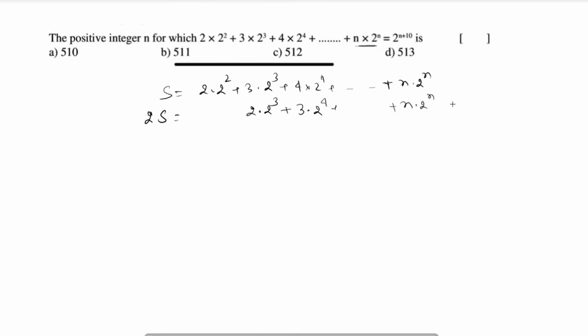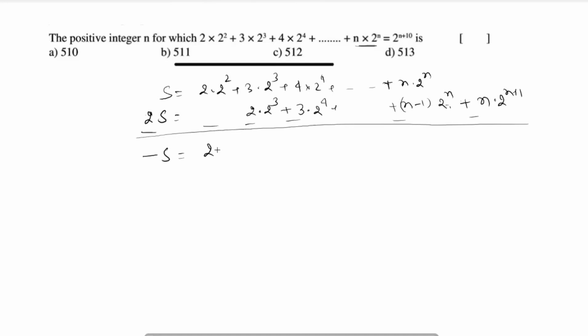And at the end, what will happen? As I'm shifting, this is going to be n minus 1 into 2 to the power n, sorry about that. And the last one will actually be n into 2 to the power n plus 1. Now, if I subtract, what will happen? This will be minus, minus, minus. So this will become minus s, which is fine.